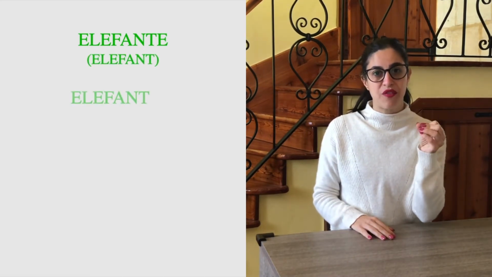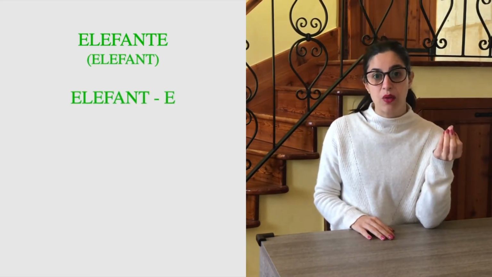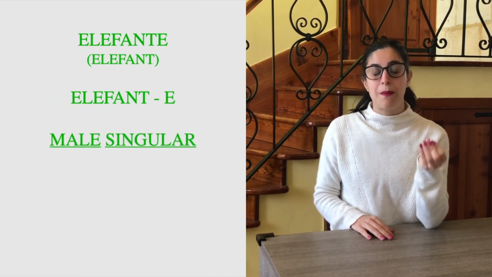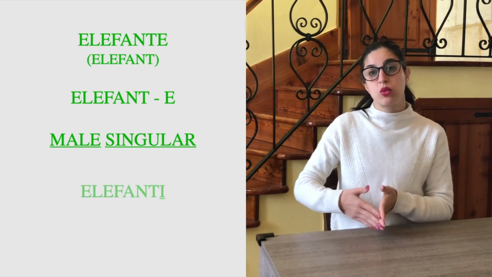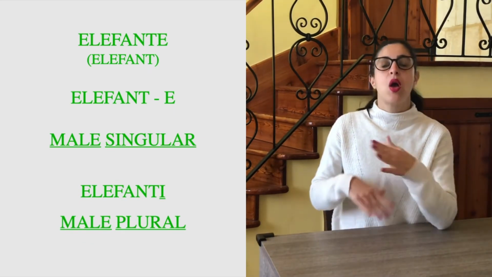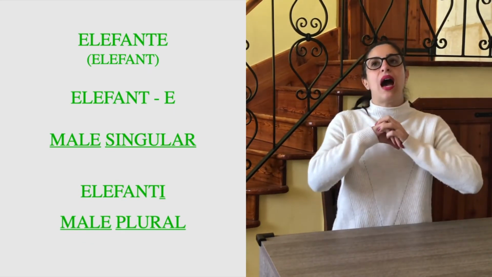For example, we have elefante. If you see, the last vowel is E, but this noun is irregular, it is male singular. If you want to do the plural, it is elefanti, finishing with I, and it is irregular. We have some words like that, other kinds of exceptions, so you have to study a bit, and of course with practice, you are going to recognize them very easily.